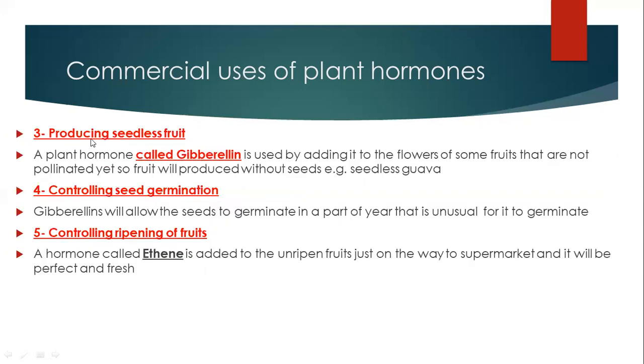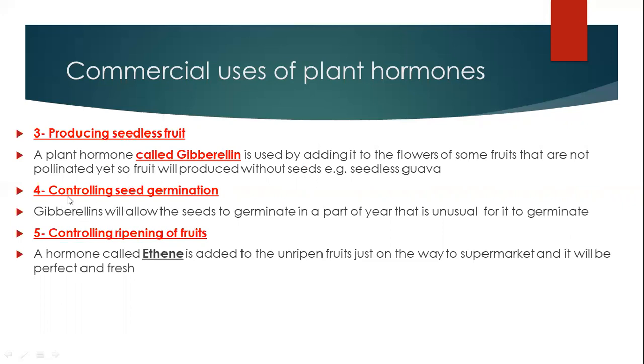The third use is producing seedless fruit, like seedless guava. Can you remember this seedless guava, the guava that has no seeds? How do we do it? We use a plant hormone called gibberellin, added to the flowers of some fruits, like strawberries, before the flower goes into pollination, before insect pollination. So the fruits will be produced without seeds.